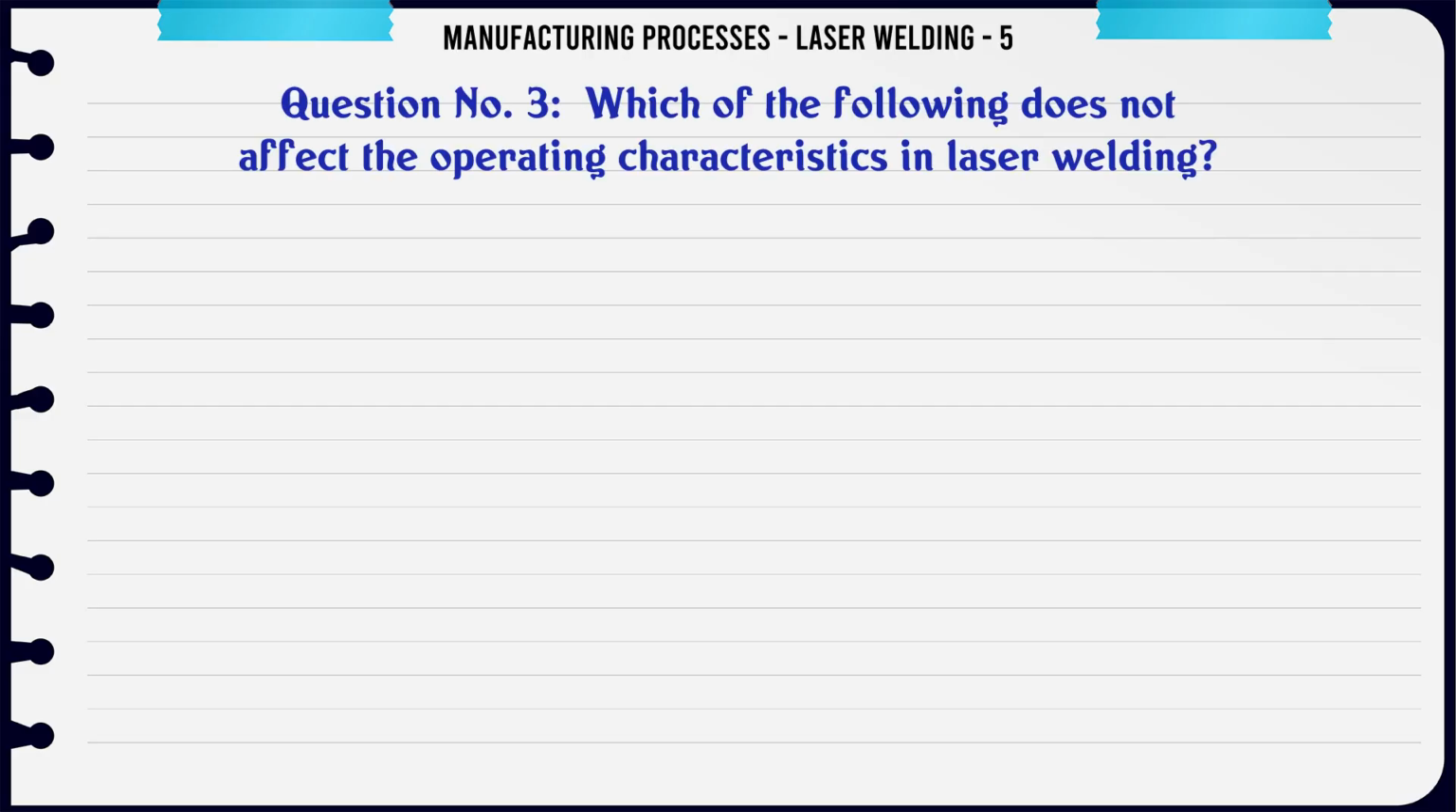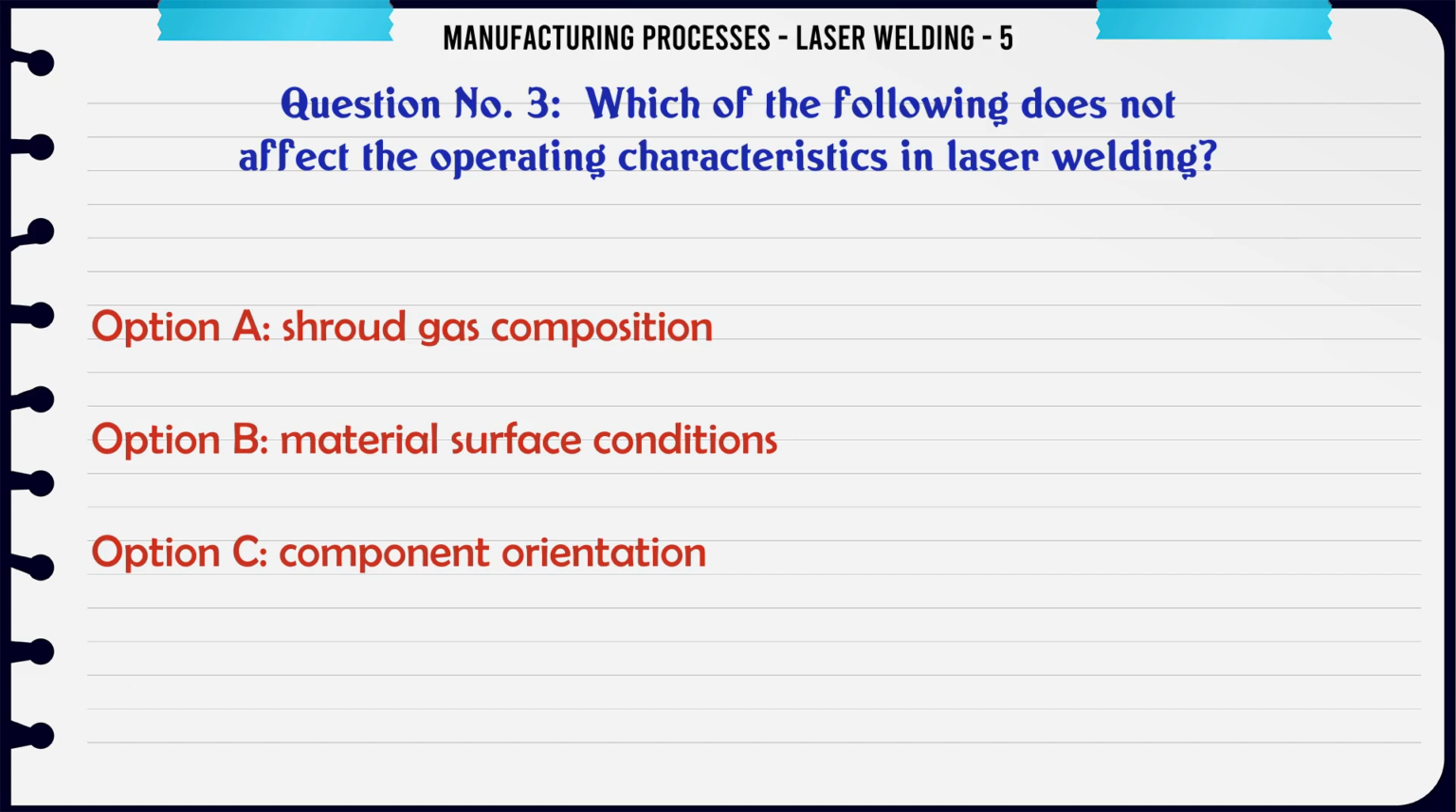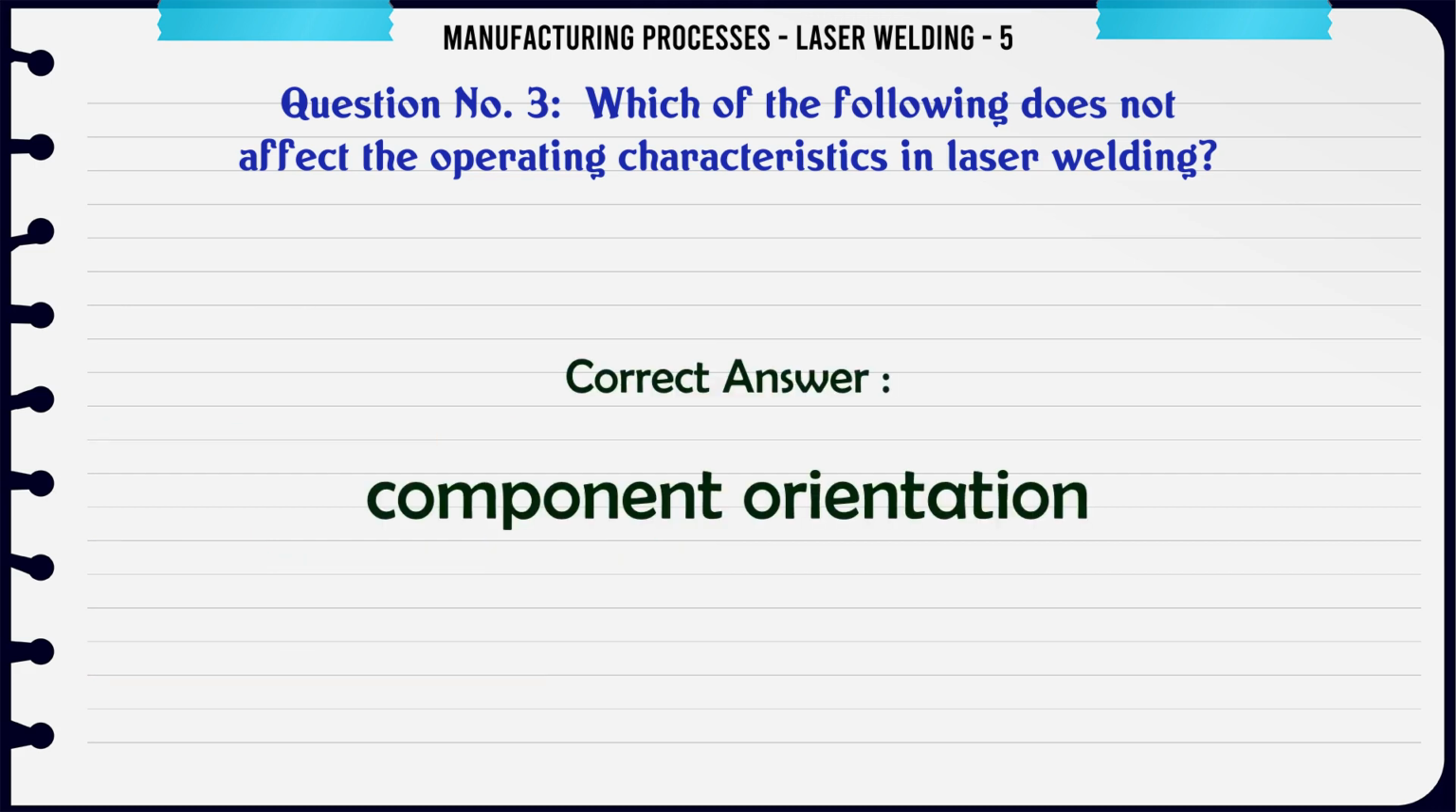Which of the following does not affect the operating characteristics in laser welding? A. Shroud gas composition. B. Material surface conditions. C. Component orientation. D. Shroud design. The correct answer is component orientation.